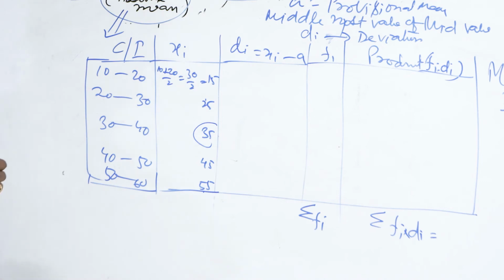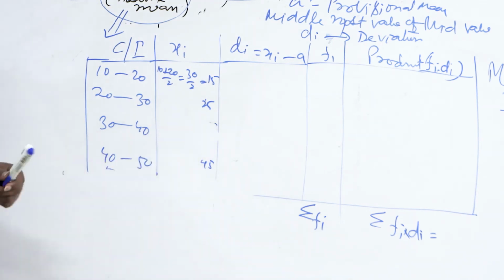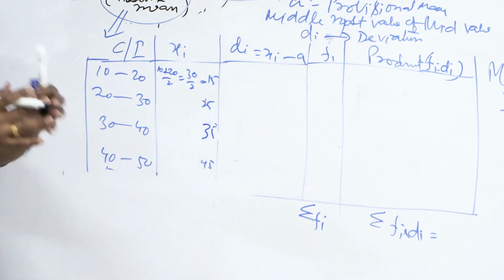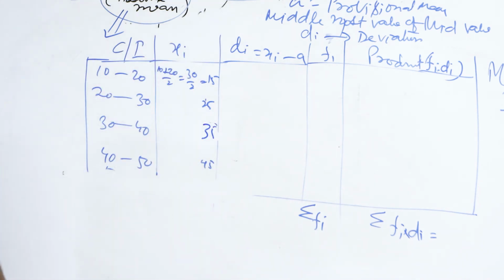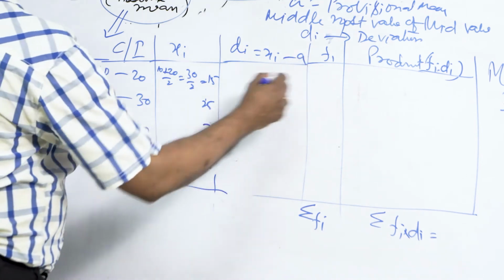Now, sometimes you don't have this part. Then how can you choose 35? If it is an odd number of terms, easily you can choose. But if it's an even number, how can you choose that? Look at here. That time you have to depend on the frequency.